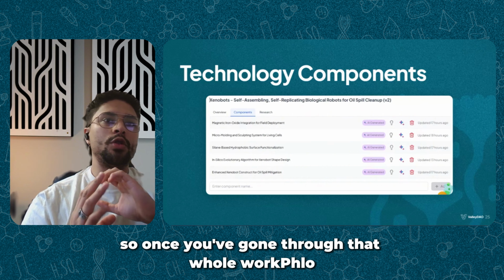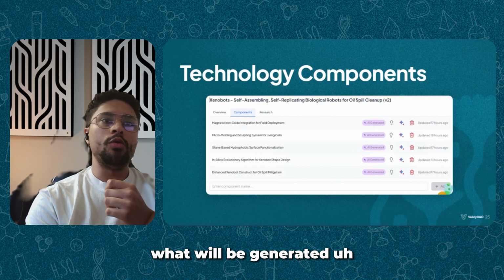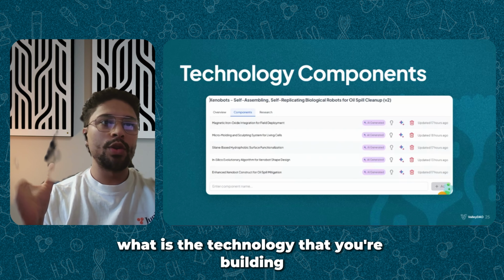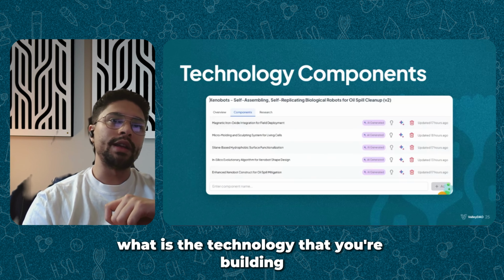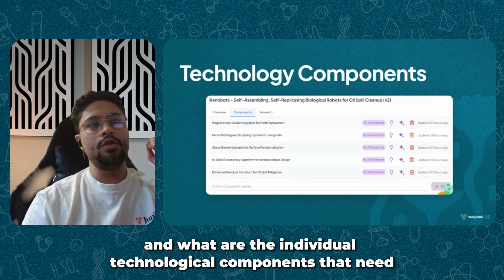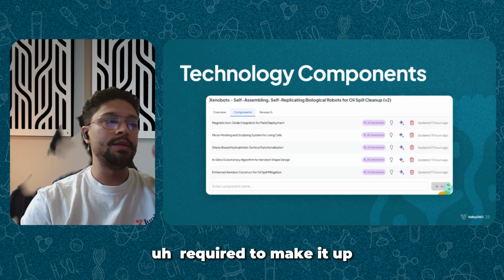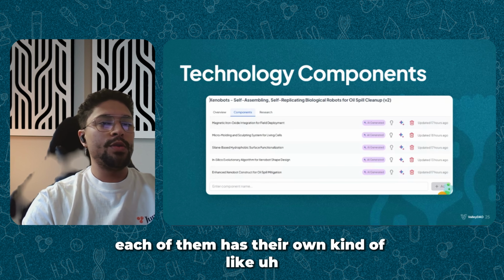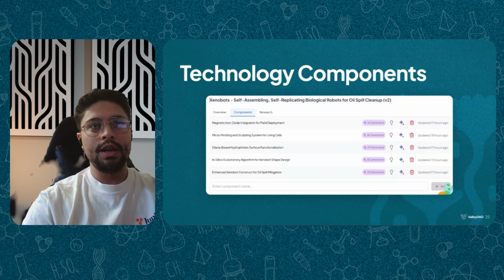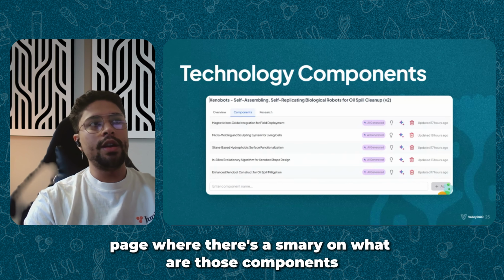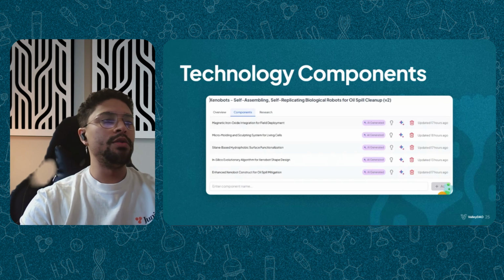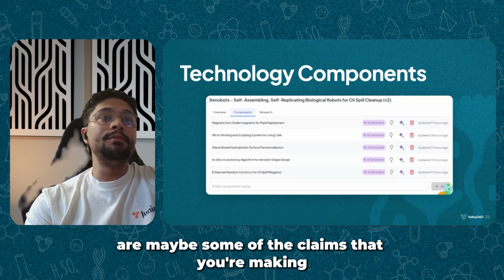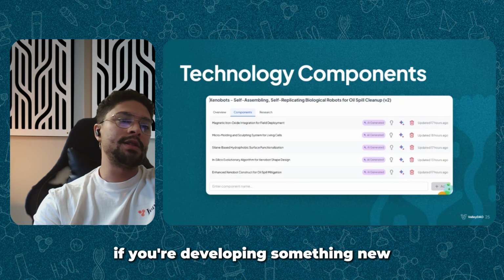So once you've gone through that whole workflow, what will be generated? We use AI to basically digest what is the technology that you're building and what are the individual technological components that are required to make it up. And so we'll create these components. Each of them has their own page where there's a summary on what those components are, what they do, what are maybe some of the claims that you're making if you're developing something new.